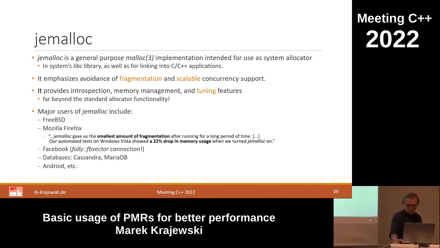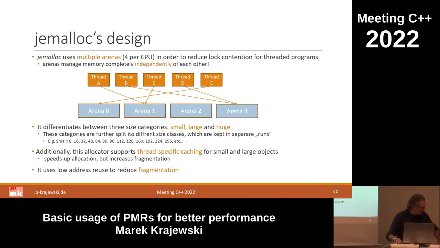So how is it designed? It reduces lock contention for threaded programs by creating multiple arenas, and an arena is some sub-allocator which works totally independently of the others. As a default, it creates 4 arenas per CPU or core, I think. It was like that some time ago.